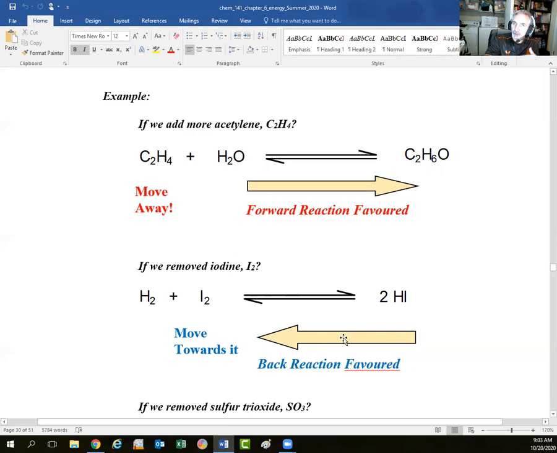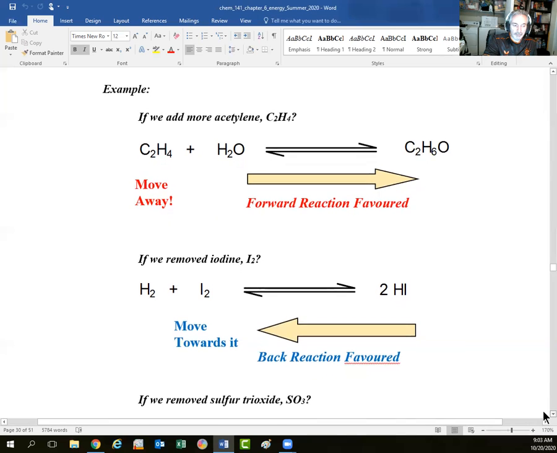Remember, we do eventually recover that equilibrium because as the back reaction works harder, it produces more of the iodine, replacing the chemical that was removed. Remember, that's the whole idea of Le Chatelier's principle, compensating for the change. We add a chemical, we've got too much, so let's move away from it. Remove a chemical, we've got too little, let's move towards it and replenish that chemical that was lost.